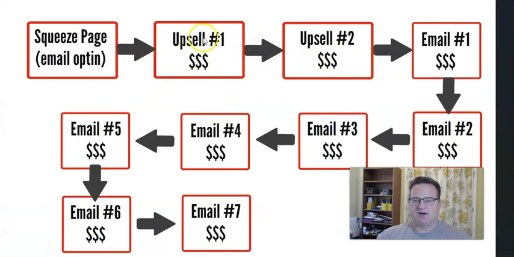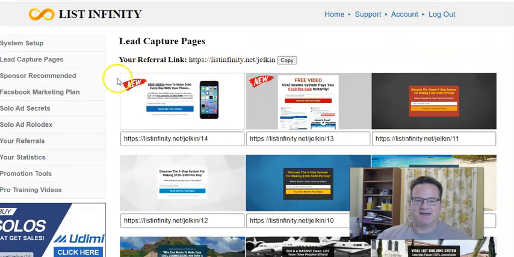Again, you can have upsells. These are optional, so I'm not really going to address those in this video, but you need to have these follow-up emails. Now, when you get your ListInfinity account, in the system setup, they provide 30 days of follow-up emails. So there's 30 of them right there.